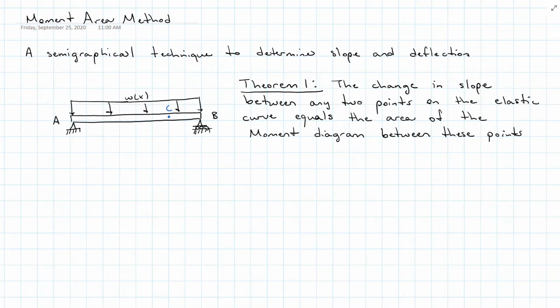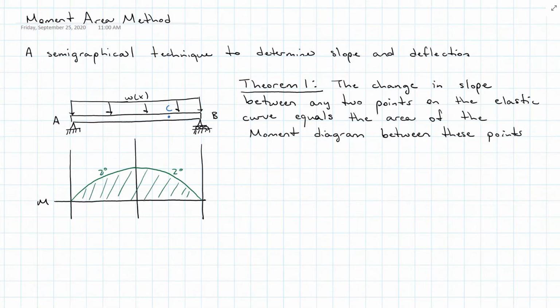Theorem 1 of Mohr and Green's moment area method is the change in slope between any 2 points on the elastic curve equals the area of the moment diagram between these points. So here I have a simply supported beam with an evenly distributed load. My moment diagram is going to look like this. Under this distributed load, my elastic curve is going to look like this. Remember, the elastic curve is the deformed shape of the beam under the load.